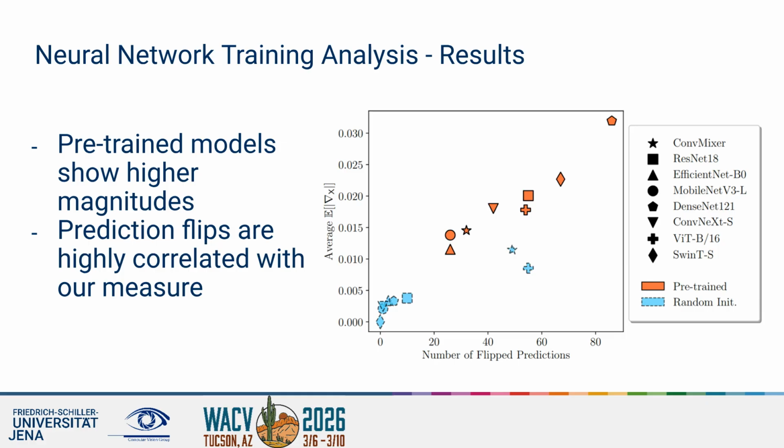Second, again, we find that prediction flips during training are highly correlated with our measure. Our measure seems to be a good way to figure out whether our neural networks want to change predictions for a property. This indicates local impact. Additionally, we find that even pre-trained models forget learned properties again and again, also in later training stages. But more about this in our paper.